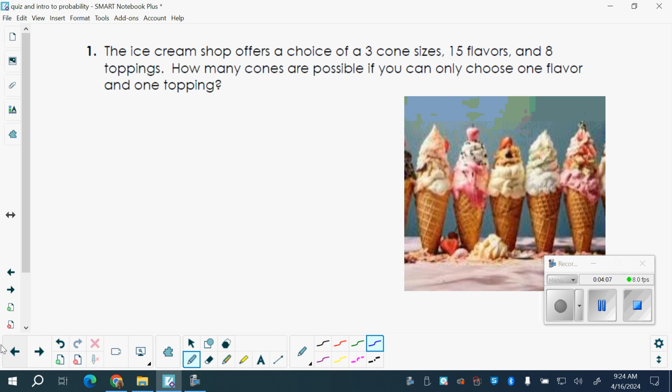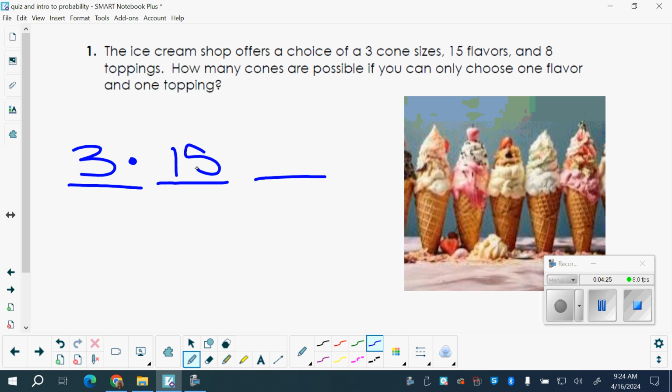Corey is on fire there, and I caught him because he was playing on his phone. That was clever. 1 is going to be what size, single, double, triple. The second is going to be what flavor. And the third, what topping. But the key to start off with is how many questions. So here we go. 3 times 15 times toppings, 8, right? And I think if by the magic of calculator, 360.